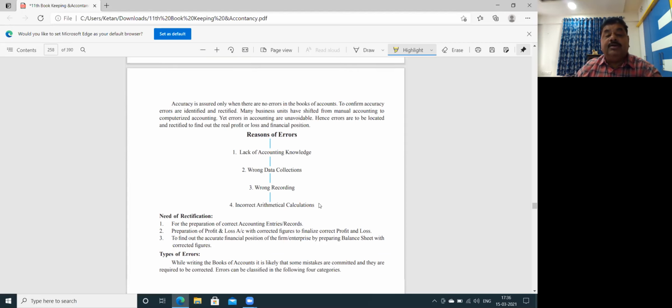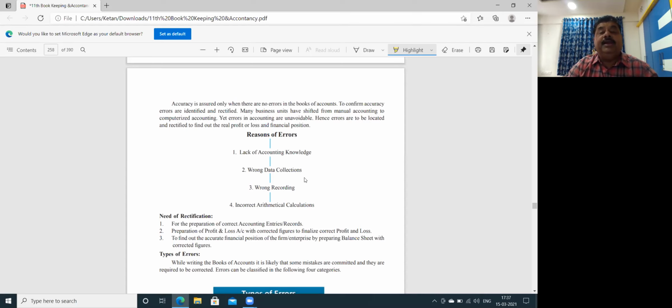Reasons of errors: lack of accounting knowledge. Some people don't have accounting knowledge. Wrong data collection. Data collection may be wrong. For example, sales made of rupees 1,500 are reported to you as 15,000. Then you are definitely going to enter 15,000 instead of 1,500. So it is called wrong data collection.